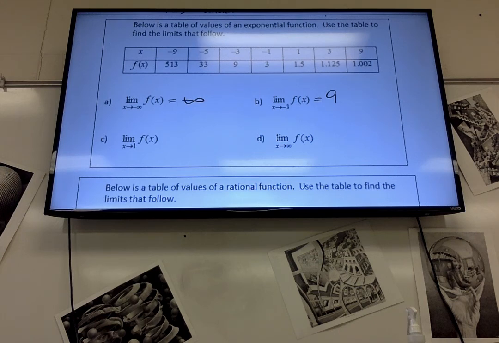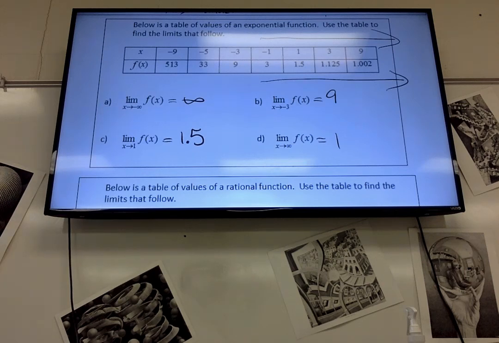Limit as x approaches 1. So I go 1 this way, 1 that way, 1.5. And as x approaches infinity, so as I go this way, what's going on down here? What are you supposed to get closer and closer to? 1. You're right. So those are limits and how you find them on a table of information.